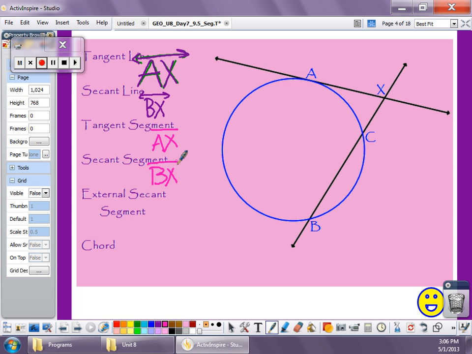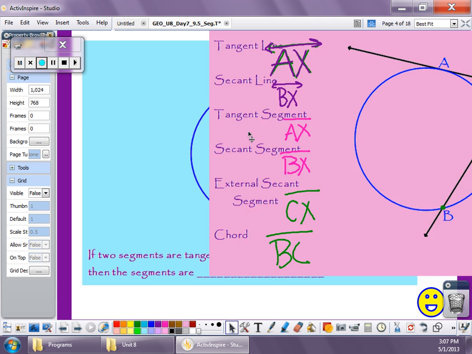External secant segment. External meaning on the outside of the secant. Well, I know that it touches here, the secant segment, and then it goes here, and then it keeps going here. I'm looking at the external part of that, so that would be CX. And it's a segment, so it just stops. It's like that. And the chord would be BC. Take a second, pause it if you need, but make sure that you know all of these terms.